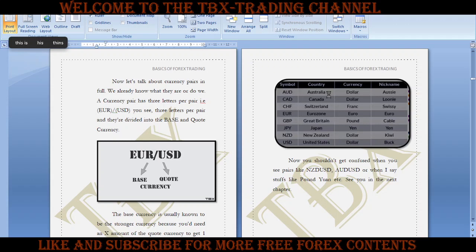For instance, this is AUD. It's called Aussie, or the Australian dollar, and this is CAD, the Canadian dollar, with the nickname Looney. So if I want to call the currency pair AUD CAD, I can call it Aussie Looney, whatever I feel like. Personally, I prefer just calling them out like EUR USD, GBP JPY, CHF JPY, USD CAD, and stuff like that.